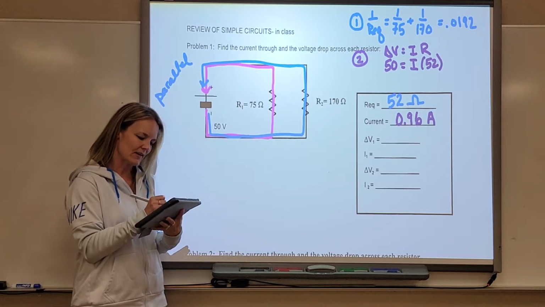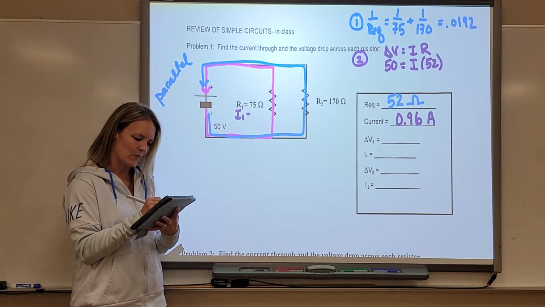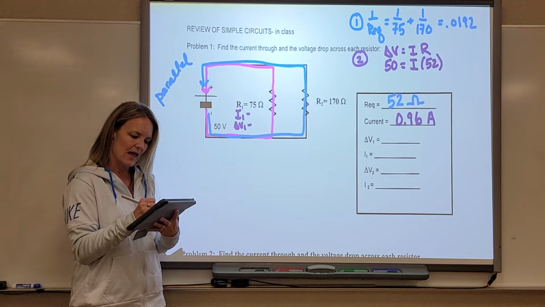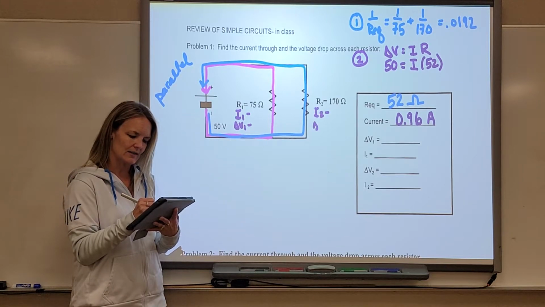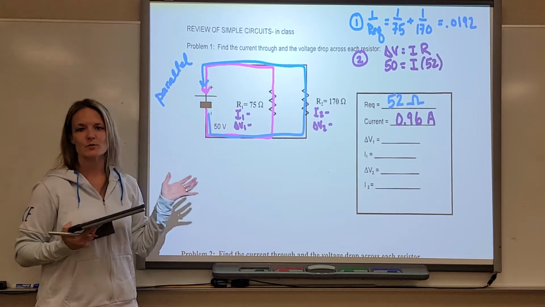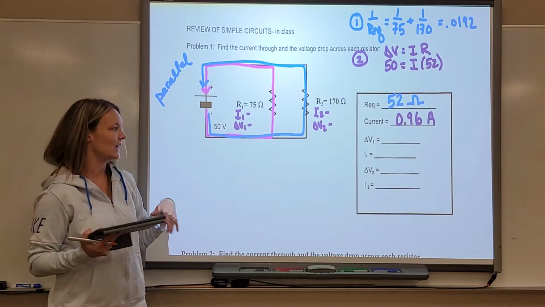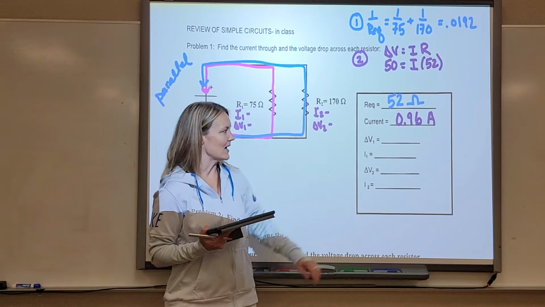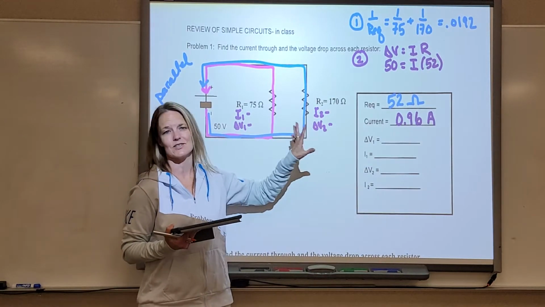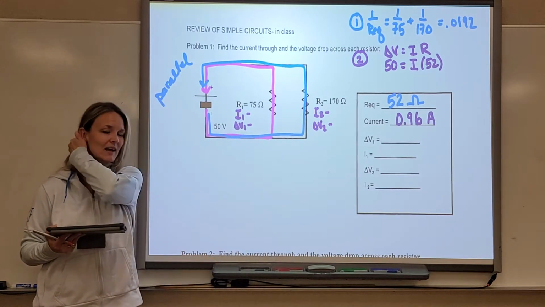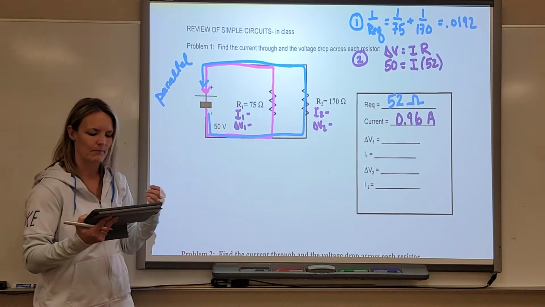I'm going to get my thing set up. I'm going to find I1 and delta V1 and I2 and delta V2. I always put them in two spots. You can kind of pick. I'll have a running tab over here, and then I like to do all my work up on the diagram so I can see where I am at any given time.